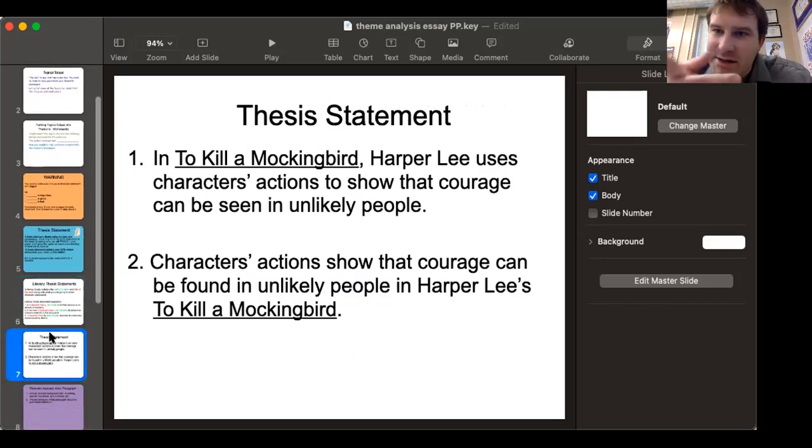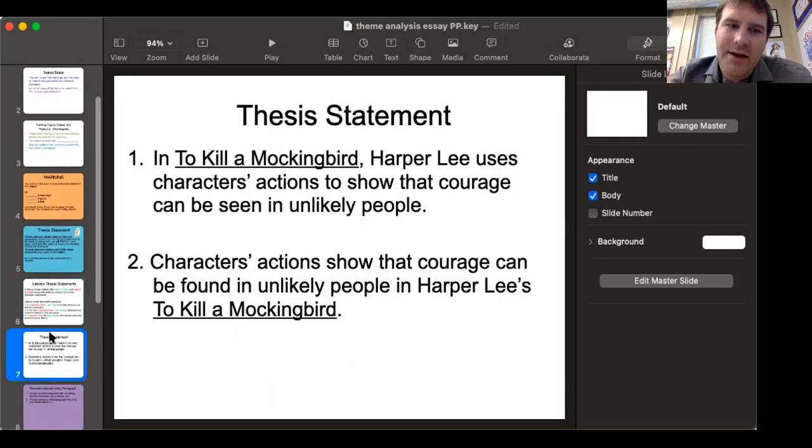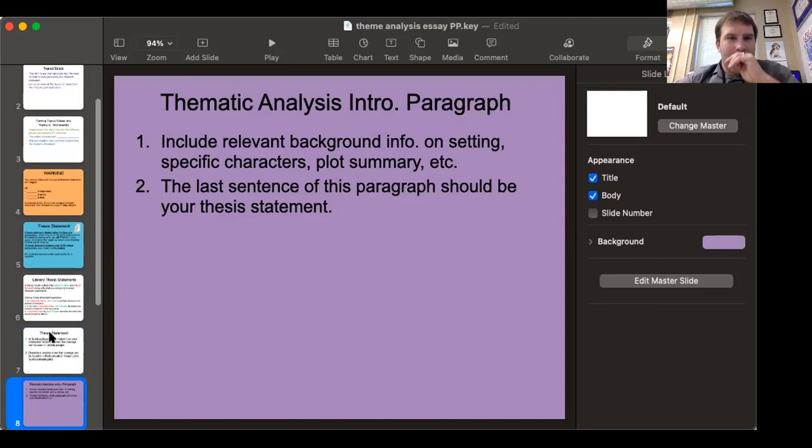So let us continue. This is just to show you that a statement doesn't always have to be author's name and title, analysis verb, thematic statement. You can flip it around. In To Kill a Mockingbird, Harper Lee uses character actions to show that courage can be seen in unlikely people. We flip that around: character actions show that courage can be found in unlikely people in Harper Lee's To Kill a Mockingbird. So that's how to get your thesis statement, the idea that you're going to be talking about.